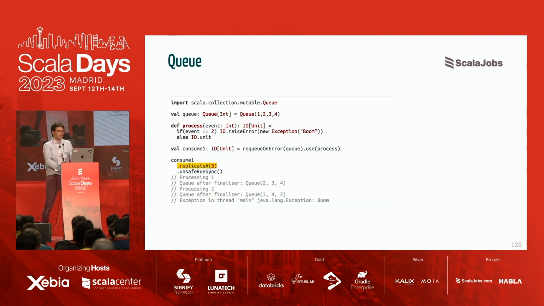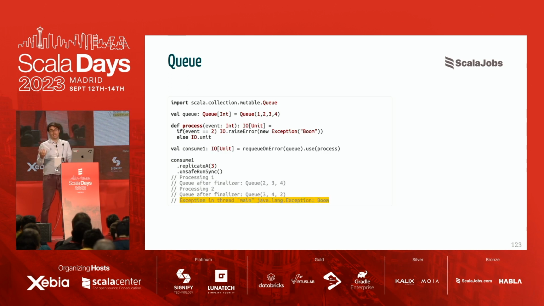Okay, now let's see what happens if we do this several times. In the IO API, there is this method called replicate, and it's just a way to repeat. It's like a for loop. You say, okay, do it several times. So here I ask it, please do it 3 times. So we can see processing 1, processing 2. And it doesn't go further because there is an exception after processing 2. And we can see the state of the queue. After processing 1 is 2, 3, 4. After processing 2 is 3, 4, 2. So 2 has been put at the beginning of the queue. This was exactly what we want.